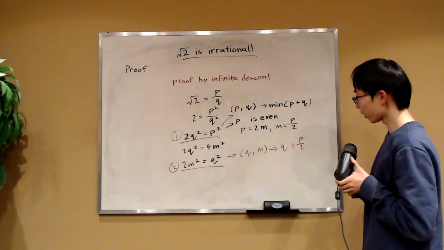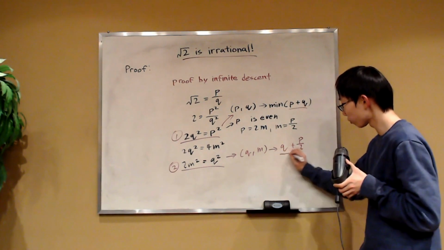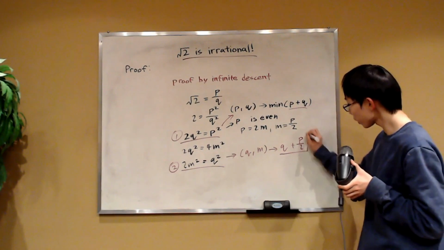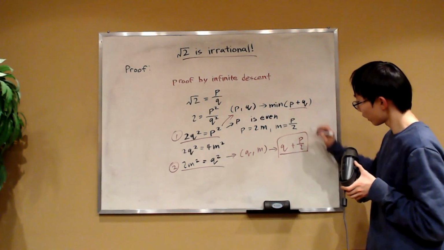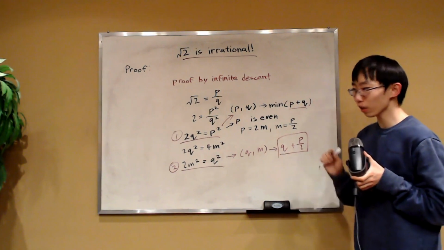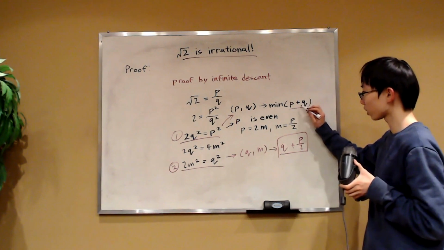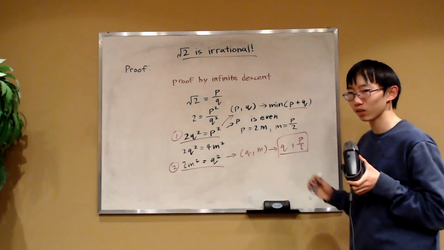Now, observe this. Which one is smaller? P plus Q or Q plus P over 2? Well, it's obviously this one, because this one we have P, and this one is P over 2, and we still have a Q in both sums. So therefore, this one is actually the smaller sum, but we claimed that this was the smaller sum. So we have a contradiction.